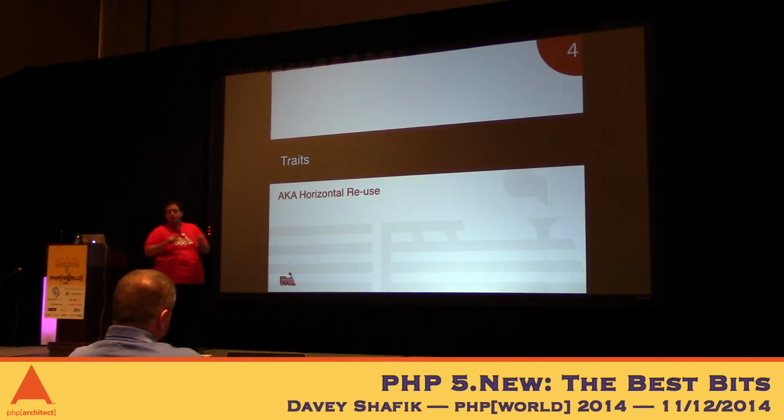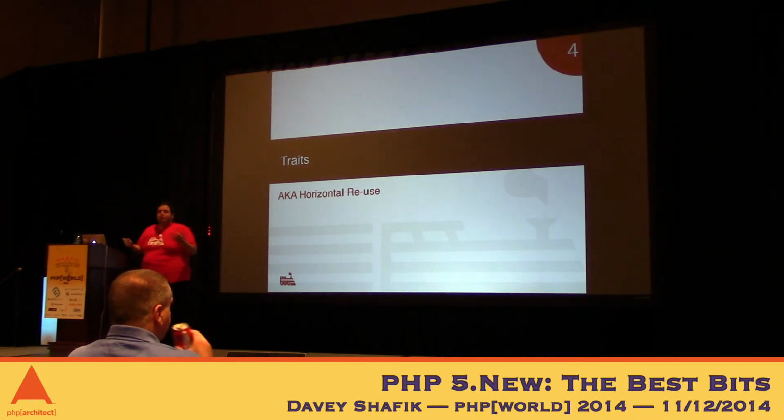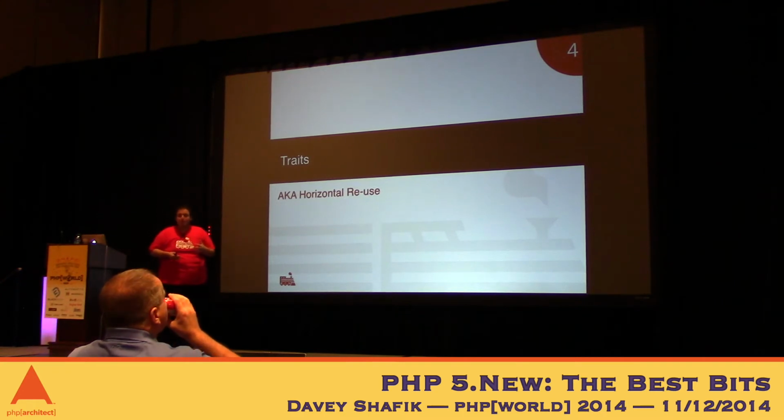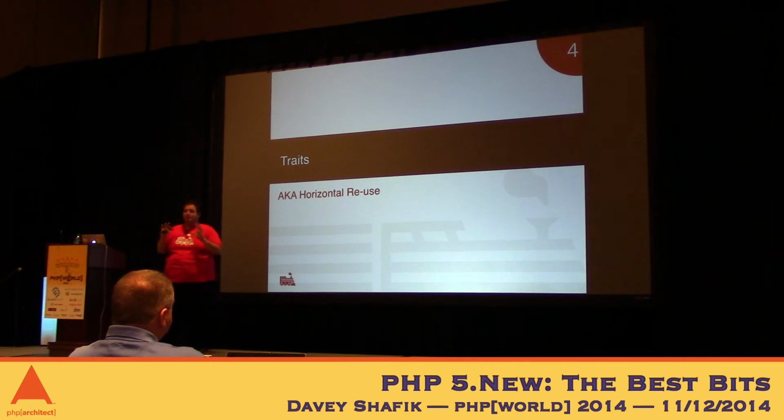Number of new keywords, trait and insteadof. And it also reuses use and as. Okay, so again, that use keyword being used. You can implement multiple traits, and you use the as and insteadof to resolve conflicts by hand. So PHP says, I'm not going to try to figure this out. That's your job. You're the developer. You should know what you're doing.